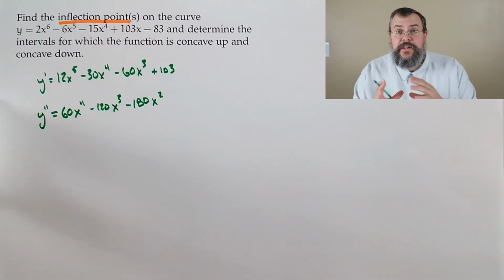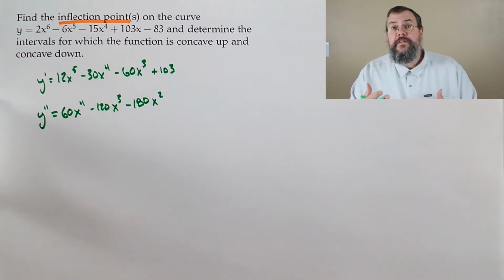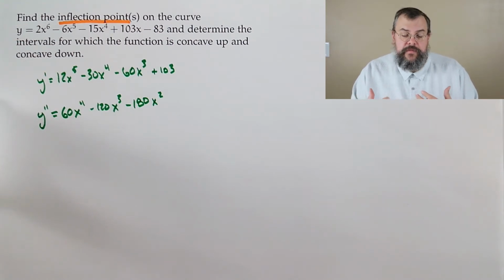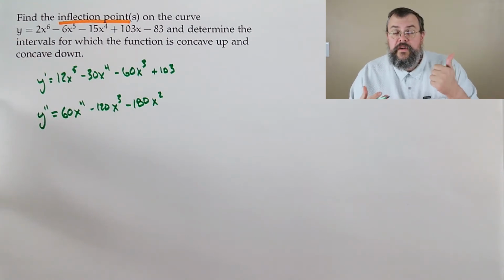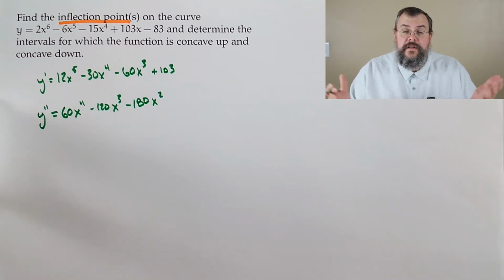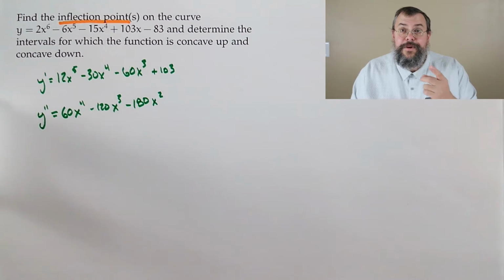Inflection points are where we change concavity. And usually that means, where does the second derivative change sign? Because we can measure concavity by looking at the sign. So we need to look for places where it's undefined or where it's 0. Well, it's never undefined. It's a nice function, polynomial. So where is it 0?